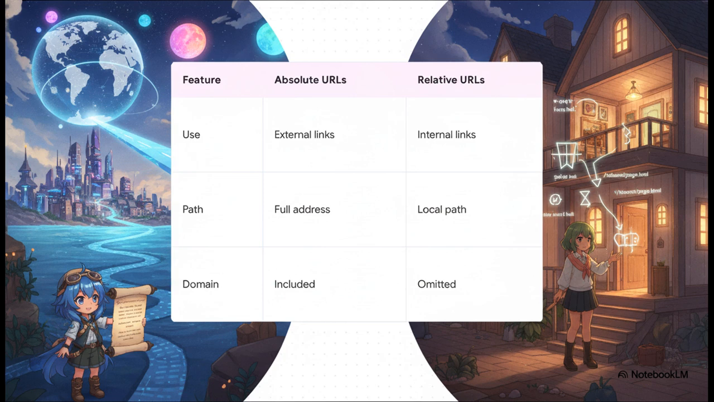A relative URL, on the other hand, is kind of like giving someone directions inside your own house. Go down the hall, take the second left. It assumes the browser already knows the current domain, so you only have to provide the local file path. It is absolutely perfect for internal linking within your own website.